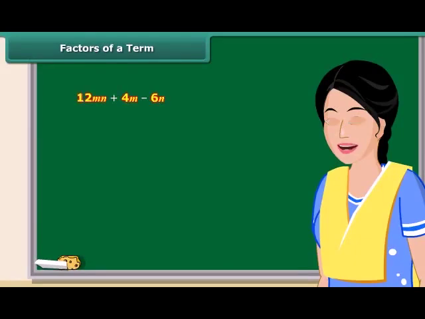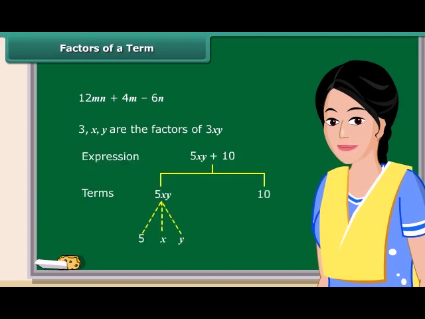A term is a product of its factors. But what are these factors? Look at this term. We say that 3, x, and y are the factors of the term 3xy. Do you know we can also represent 5xy plus 10 by a tree diagram? See, the dotted lines are used here for factors and continuous lines for terms. Remember, the factors cannot be further factorized.